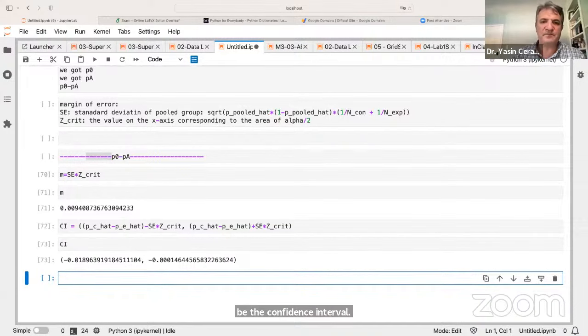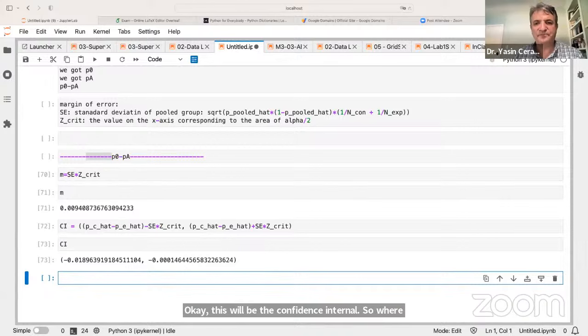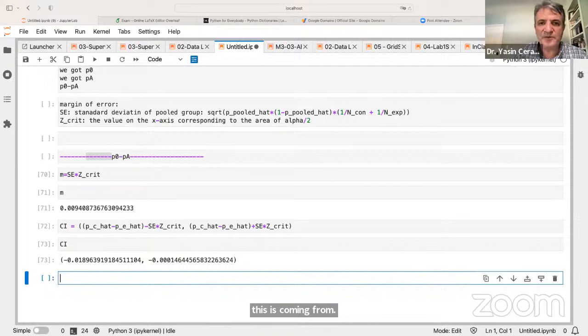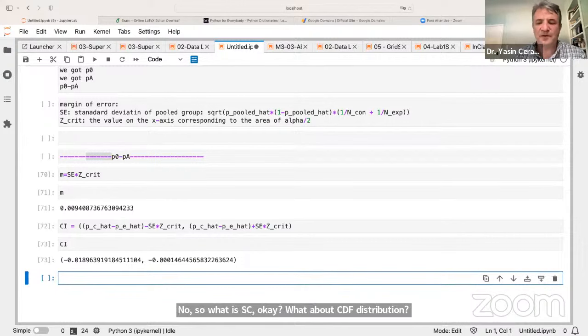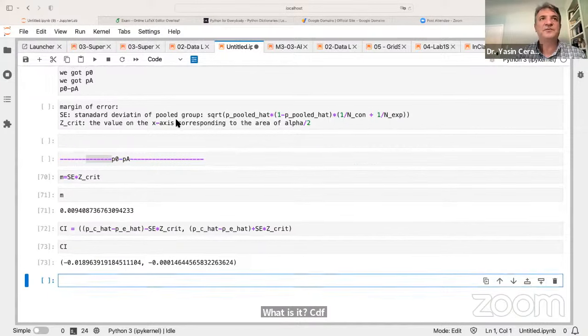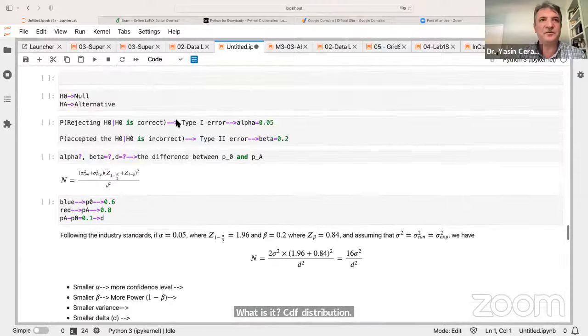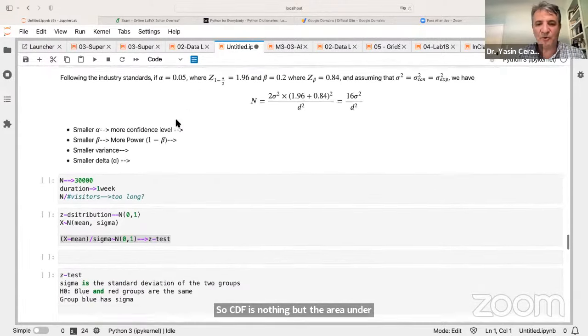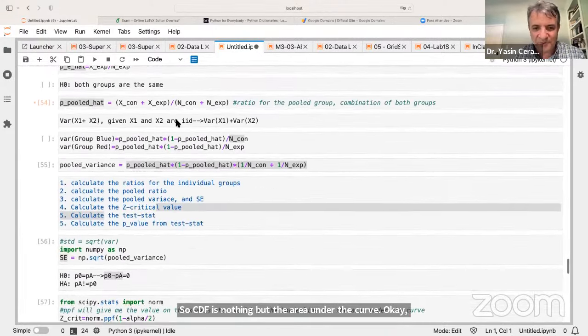So where is this coming from? Any ideas? Oh, there are some questions here. Yes, what is SE? What about the CDF distribution? What is the cumulative CDF distribution? CDF is nothing but the area under the curve, up to a point. Yes, you got your answer.